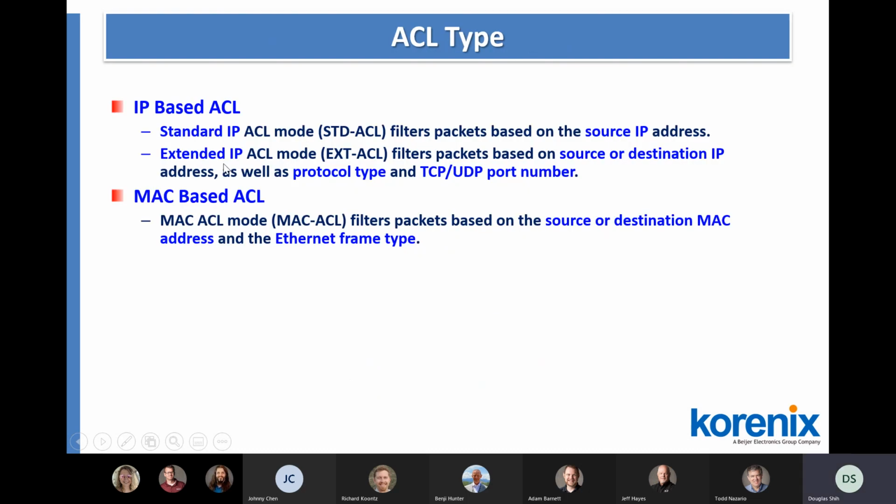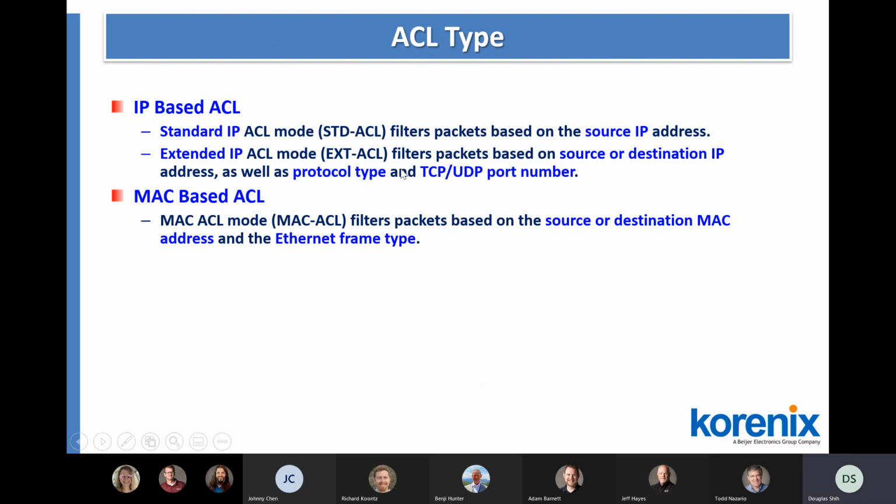This is an example of the different access control lists I mentioned before. They include the IP-based access control list, which can only filter by the source IP address. And the other one is the extended IP address access control list.